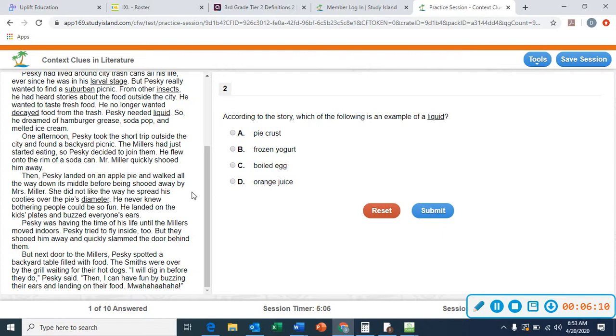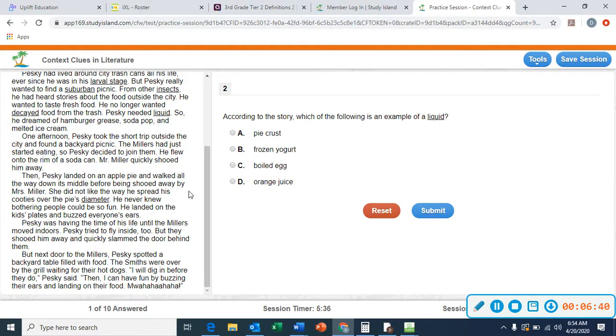He landed on the kid's plate and buzzed everyone's ears. Pesky was having the time of his life until the Millers moved indoors. Pesky tried to fly inside, too, but they shooed him away and quickly slammed the door behind them. But next door to the Millers, Pesky spotted a backyard table filled with food. The Smiths were over by the grill waiting for their hot dogs. "I will dig in before they do," Pesky said. "Then I can have my fun by buzzing their ears and landing on their food."